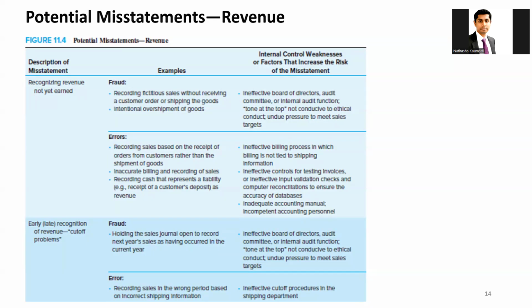That is three-way matching. But if that internal control is missing, an ineffective billing process is an internal control weakness. At the same time, there may be ineffective controls for testing invoices, or ineffective input validation checks and computer reconciliations to ensure the accuracy of databases. So there are problems in the databases or systems, maybe. That is another internal control issue. Inadequate accounting manual, incompetent accounting personnel.